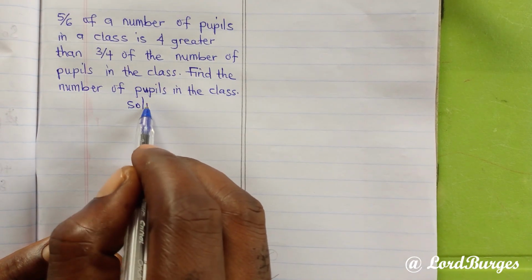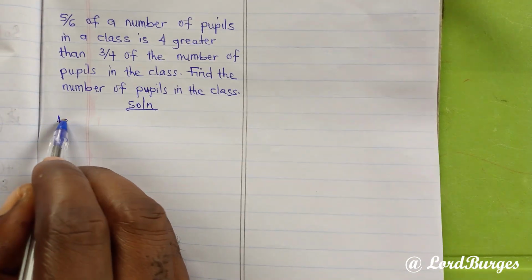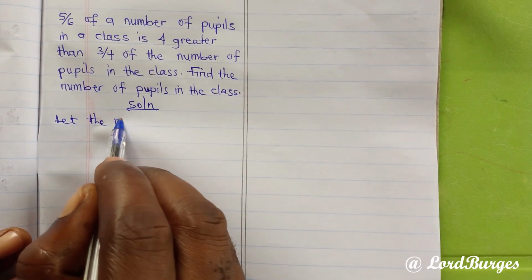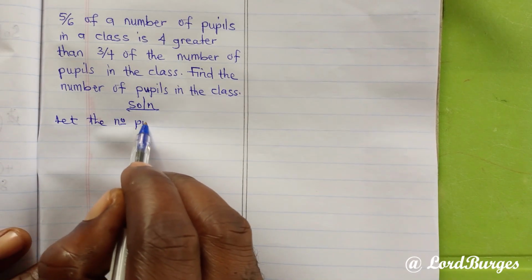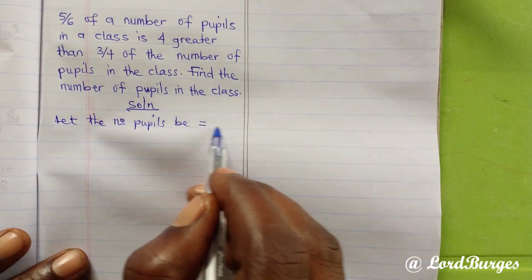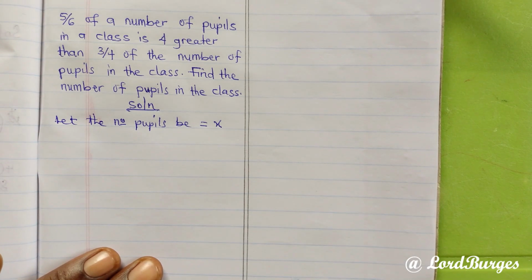Let's take our solution and see how we can solve this. So we let the number of pupils be equal to, let's say, x. So the number of pupils in the class is equal to x.